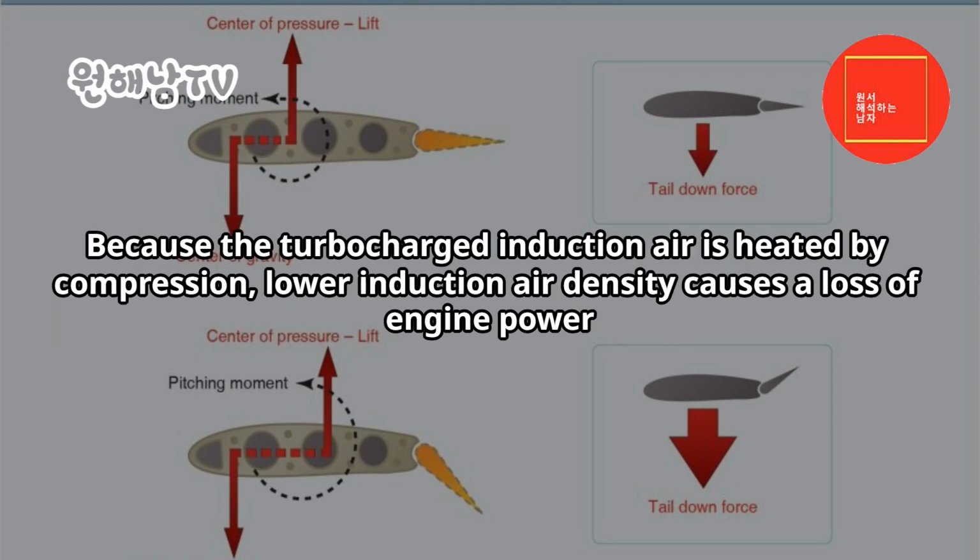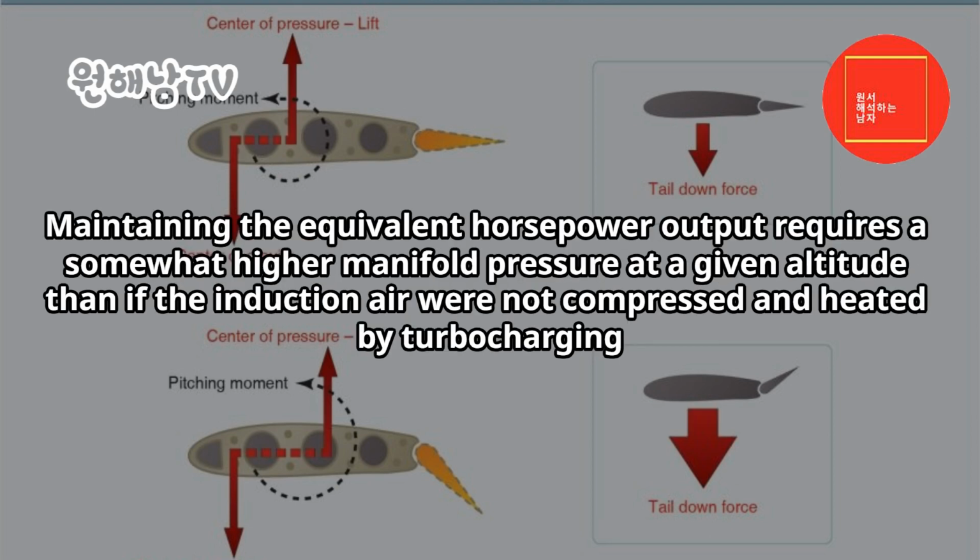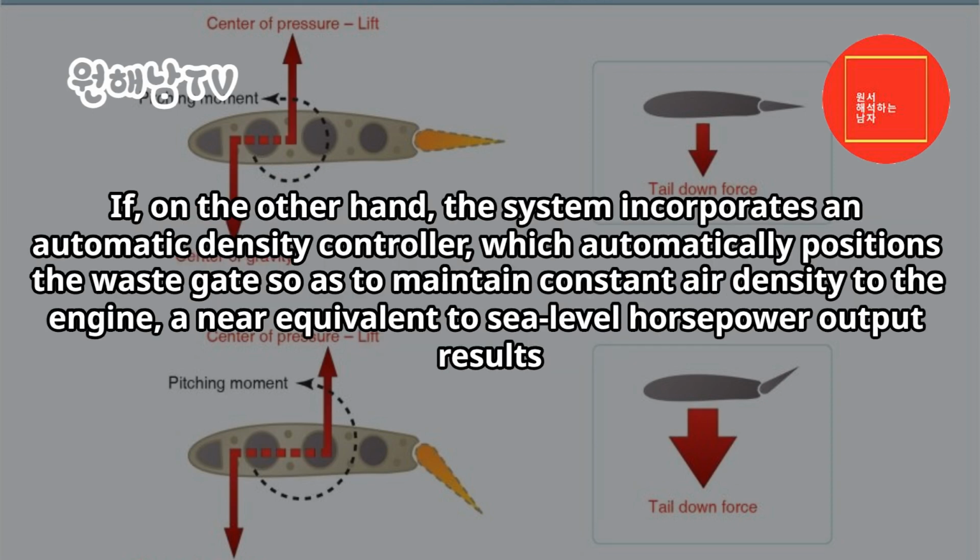Because the turbocharged induction air is heated by compression, lower induction air density causes a loss of engine power. Maintaining the equivalent horsepower output requires a somewhat higher manifold pressure at a given altitude than if the induction air were not compressed and heated by turbocharging. If, on the other hand, the system incorporates an automatic density controller, which automatically positions the wastegate so as to maintain constant air density to the engine, a near equivalent to sea-level horsepower output results.